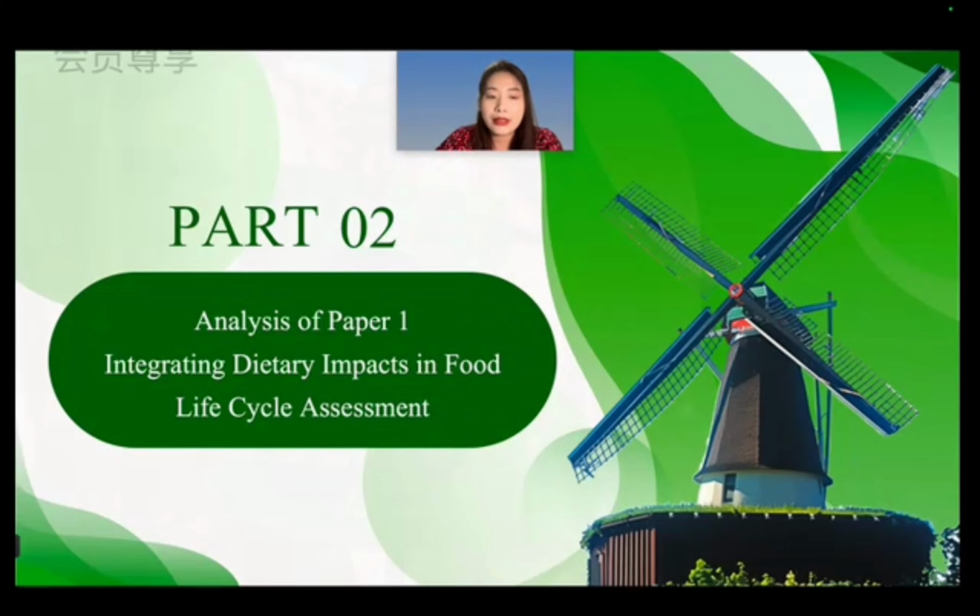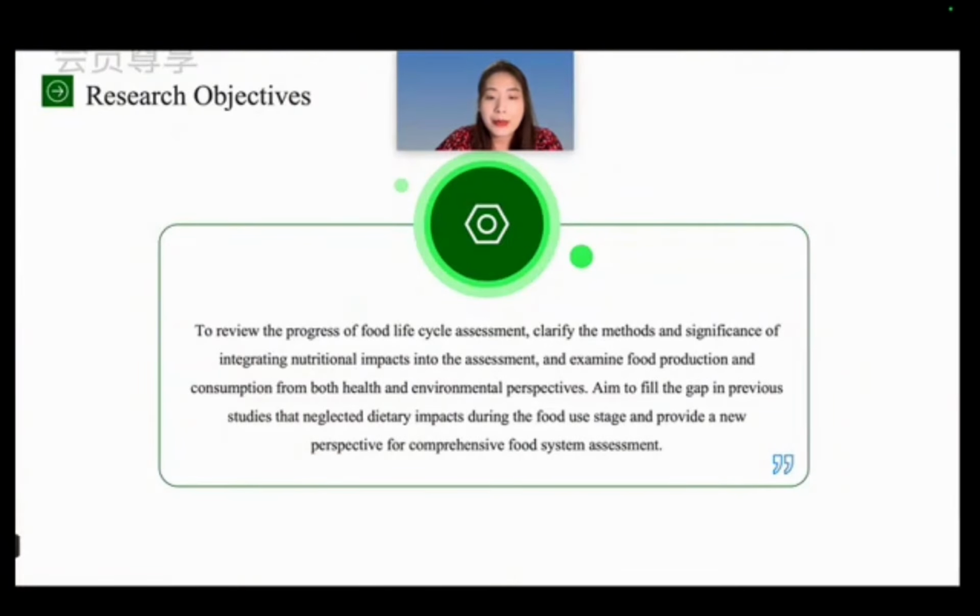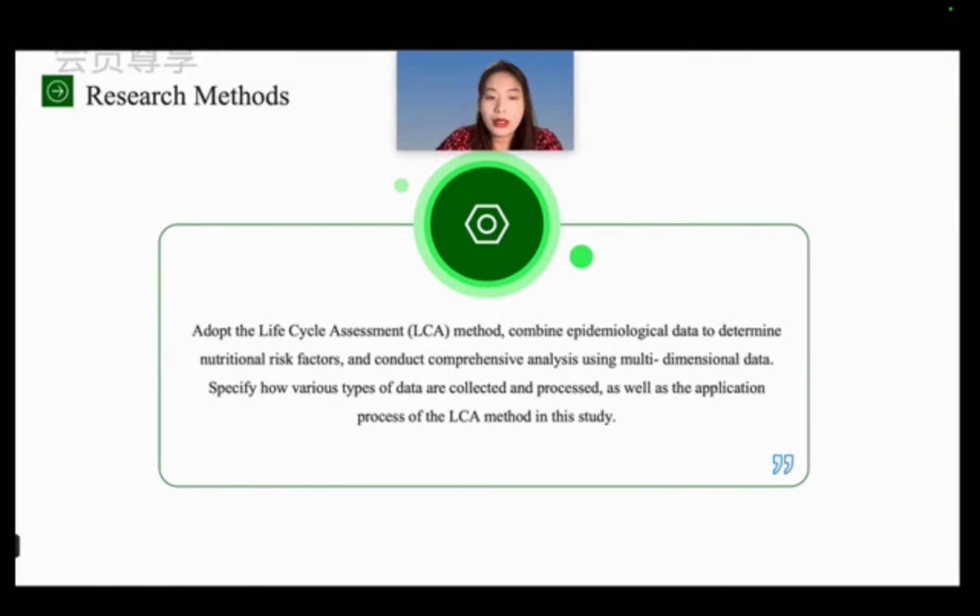Part 2, the first paper, integrating dietary impacts in food life cycle assessment. Research objectives. The researchers wanted to change the traditional food life cycle assessment. They added nutritional impacts to it. The second one, research methods. They use the life cycle assessment LCA method. This method looks at products' whole life from getting raw materials to throwing it away.